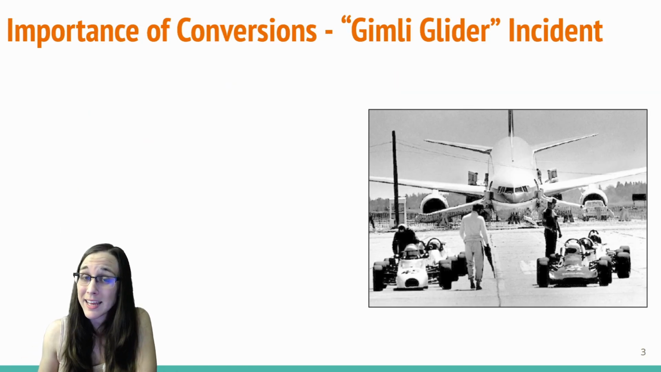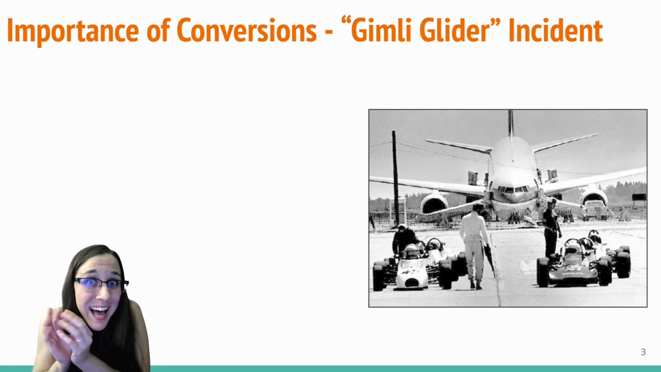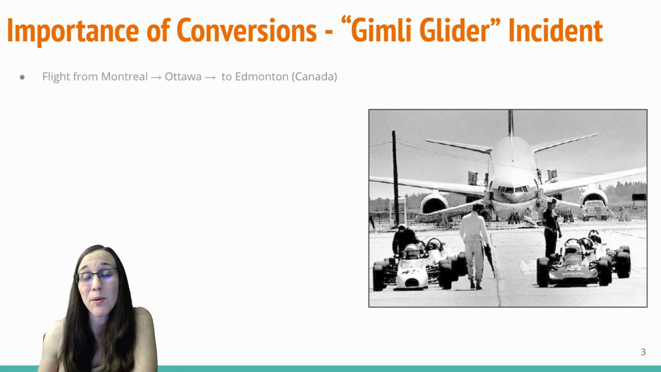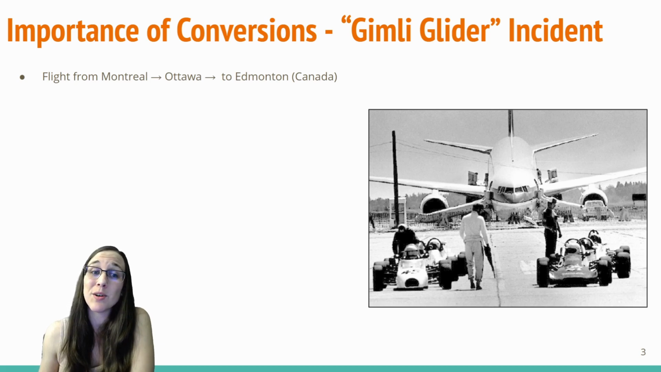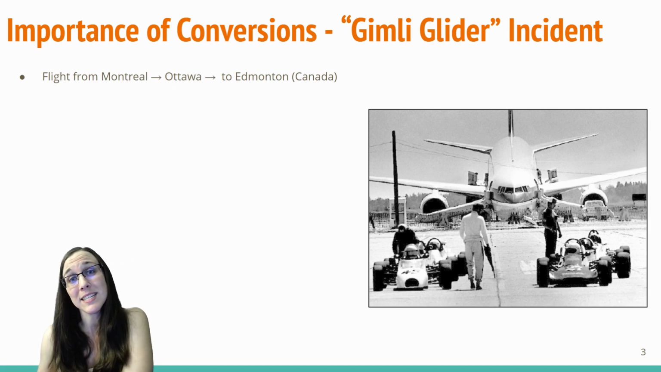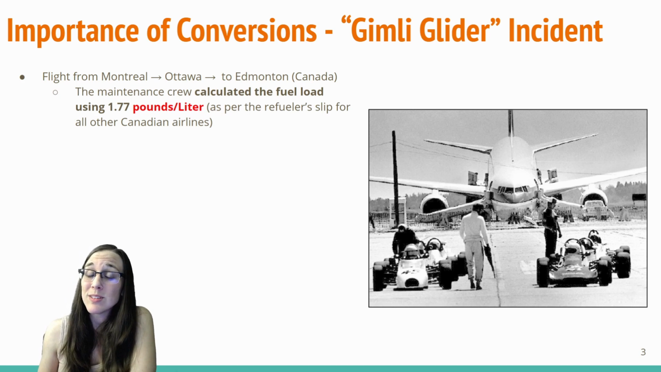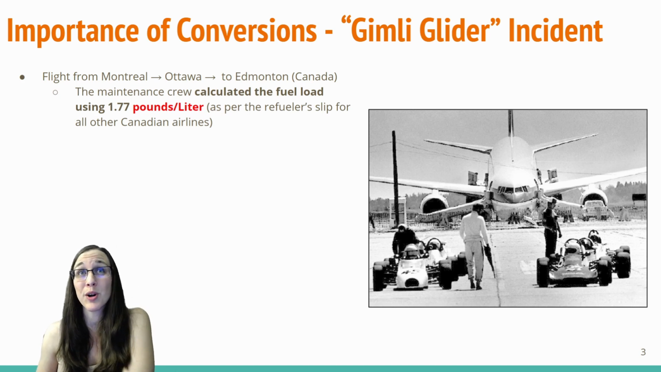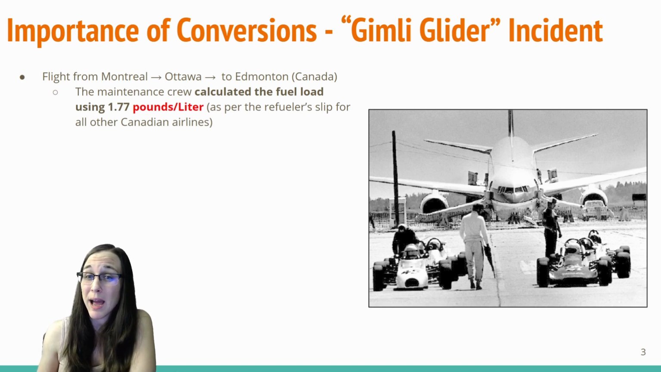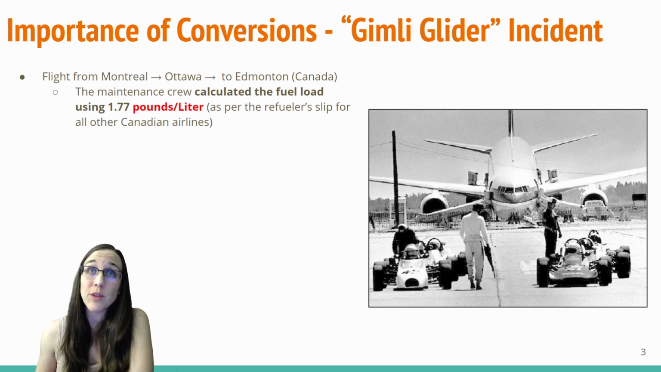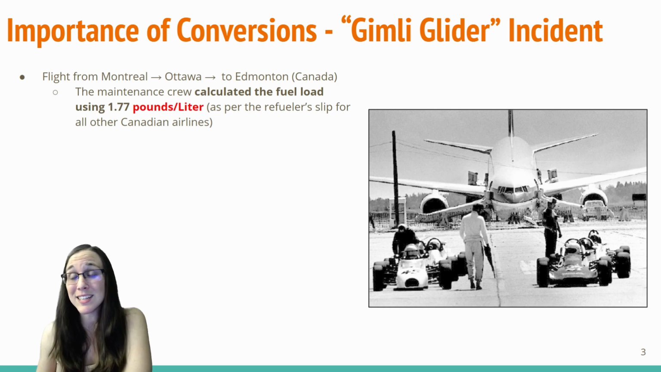There are many historical reasons why conversions are necessary, and getting the conversions correct, that is. But the one I'm going to talk about today is the Gimli Glider, so story time. Basically, the story boils down to there was a flight going from Montreal to Ottawa to Edmonton in Canada, and they were using units of pounds per liter. So this flight was using pounds per liter in order to refuel it, so it could actually get from destination A to destination B and so on and so forth.